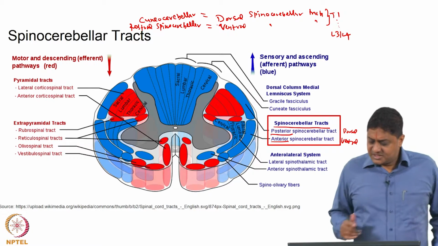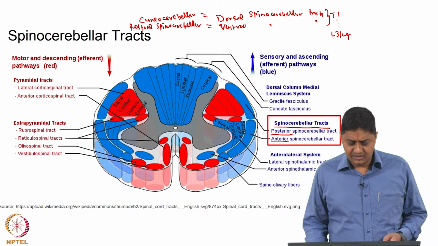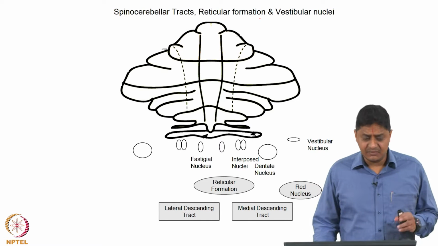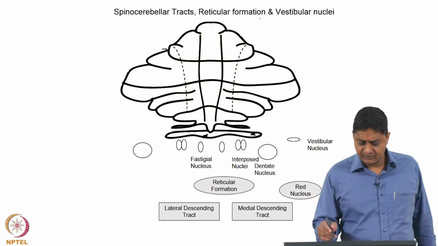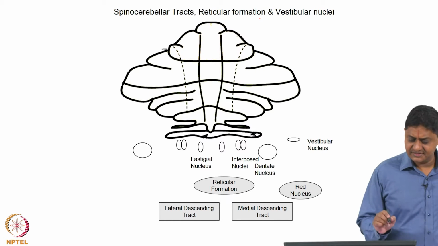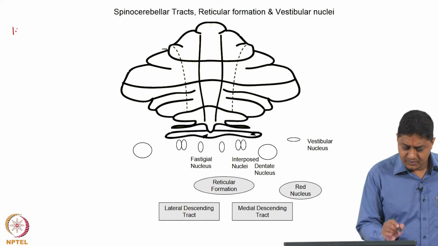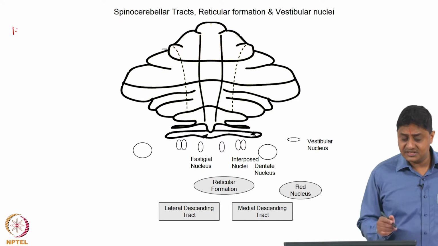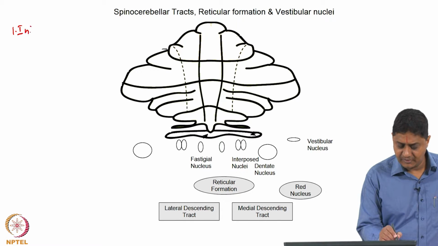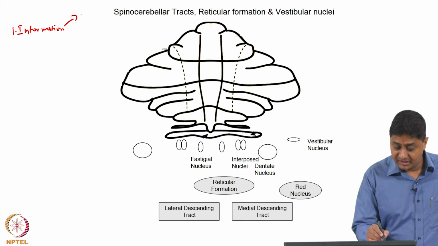The question is, what sorts of information are brought by these? I will discuss some of these topics in this slide, and we will continue with the pathways in a bit. So what are the various sorts of information? First is information about the environment, what is going on in the environment. And the other information is from the organism.